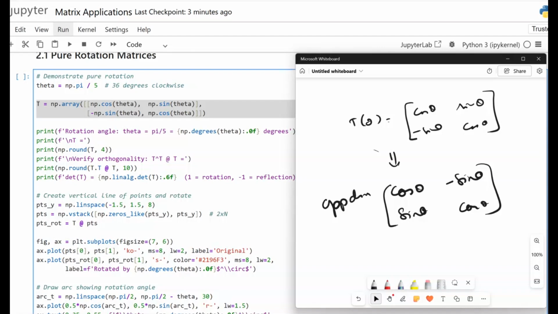So this is the 2D rotation, and this is what makes the opposite direction of the rotation. Yes, let me move on to the next line of the code.